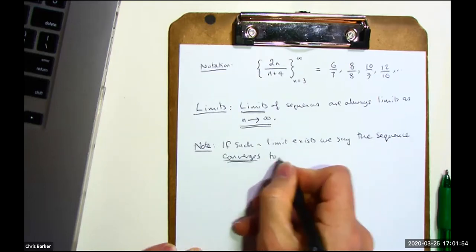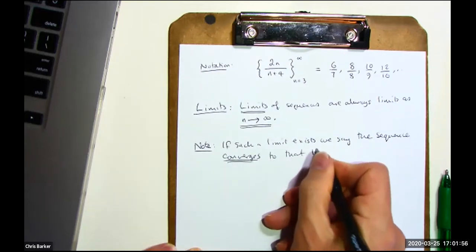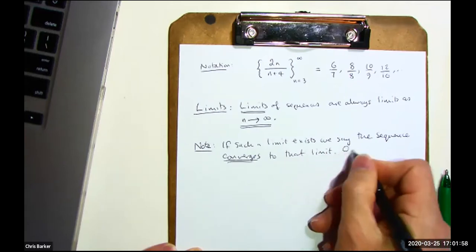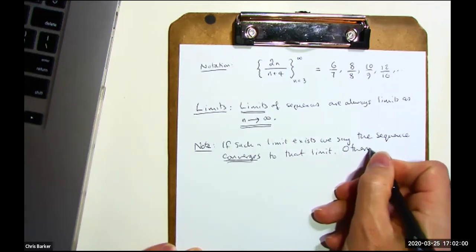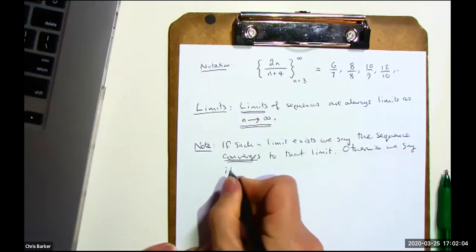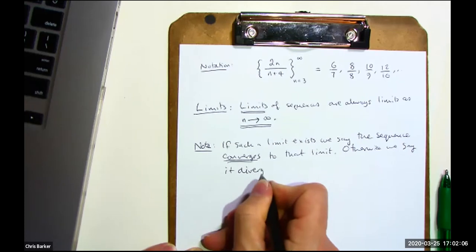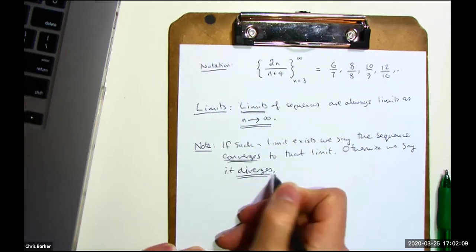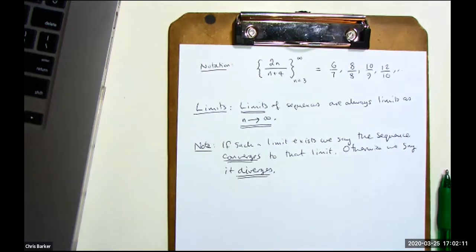To that limit. Otherwise, we say it diverges. A sequence either converges or diverges, and you usually have to figure that out by using your usual limit tricks that you learned back in Math 1.